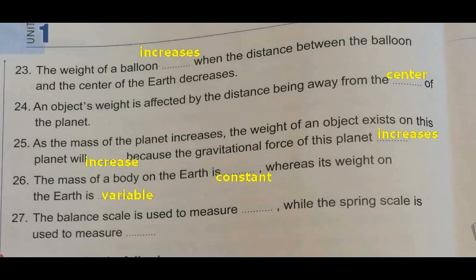Number 26. The mass of a body on the earth is constant, whereas its weight on the earth is variable. The balance scale is used to measure the mass, while the spring scale is used to measure the weight.